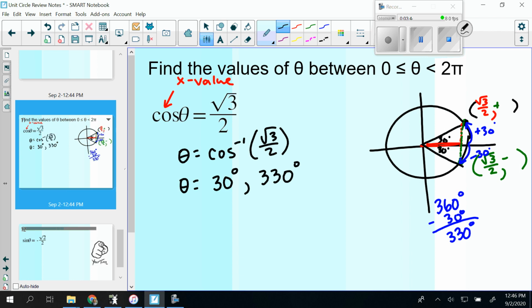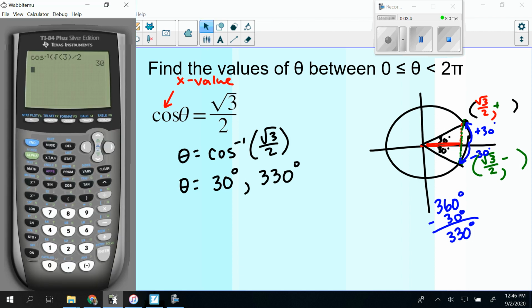330. And just to show you, if you go on your calculator and go cosine 330, it should give us square root of 3 over 2. Remember, that's our approximation for square root of 3 over 2.